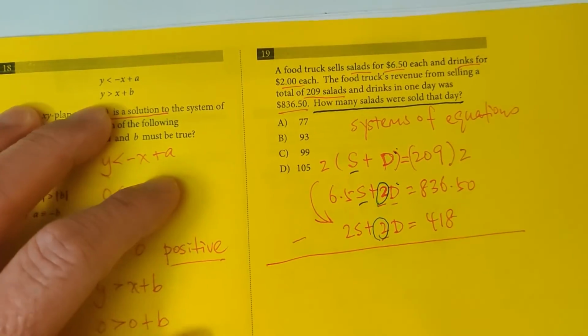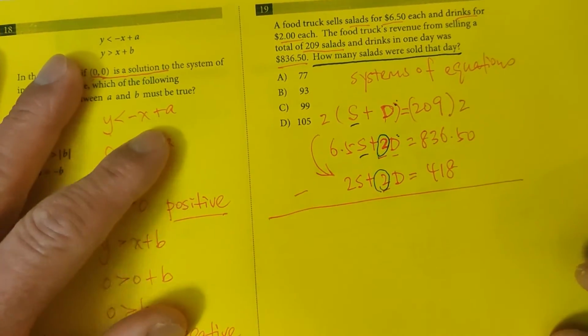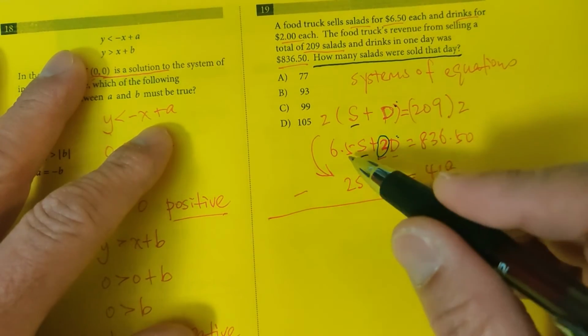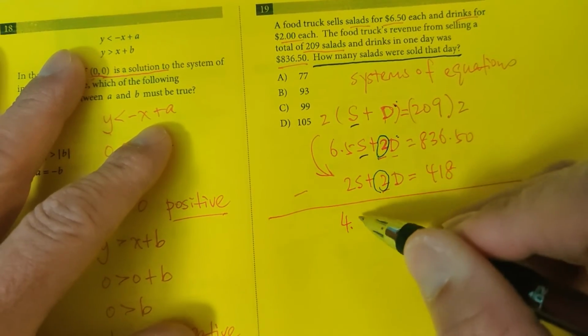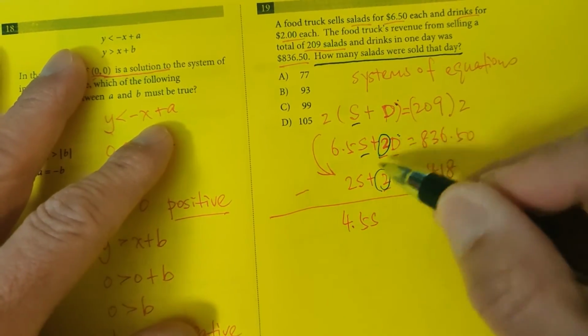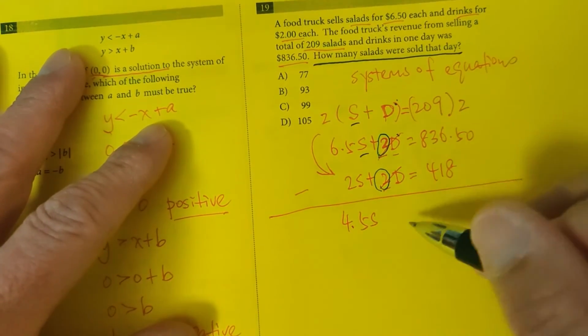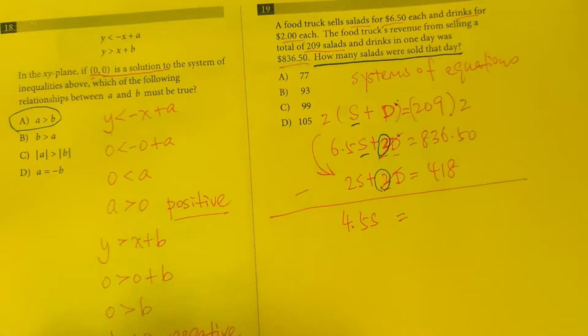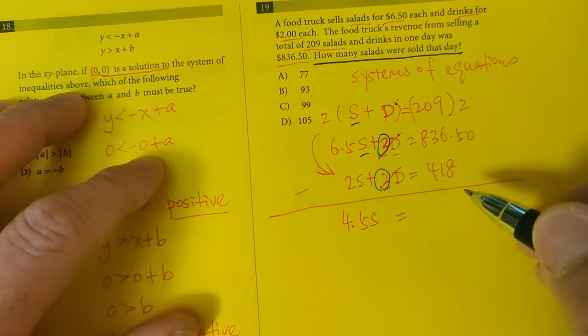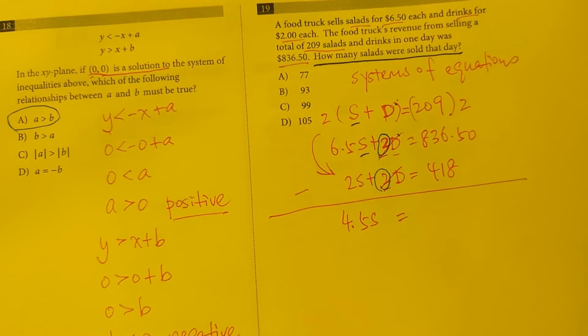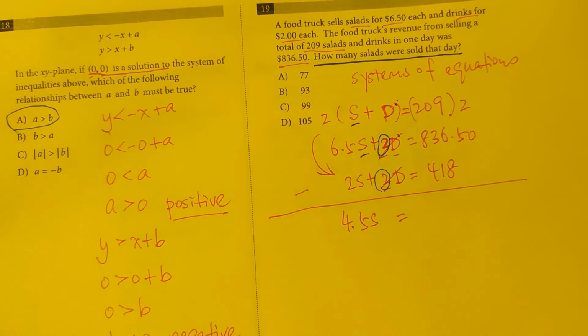When you subtract, you end up having 6.5 minus 2, which is 4.5 S, and 2D minus 2D you cross out, and you end up having 836.50 minus 418. Let me get a calculator.